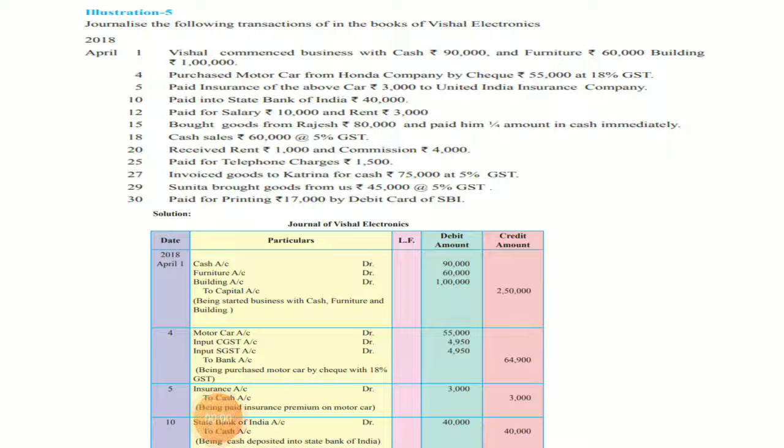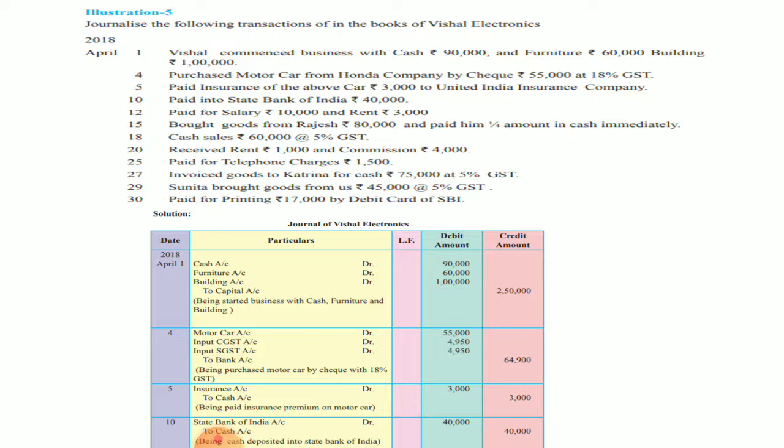Good morning, students. Today we are going to see one more problem of how to journalize the following transactions. The question is: journalize the following transactions in the books of Vishal Electronics. The year is 2018, month is April, and it is 1st of April.